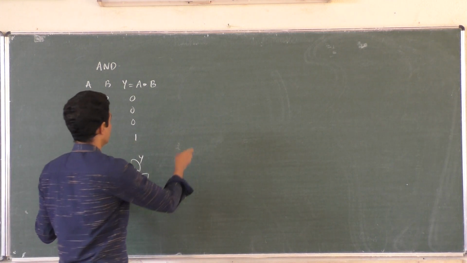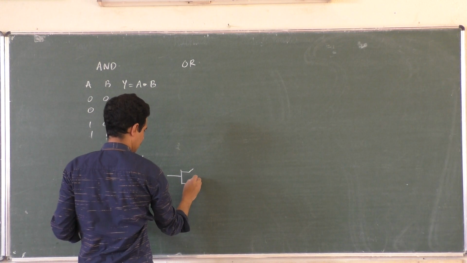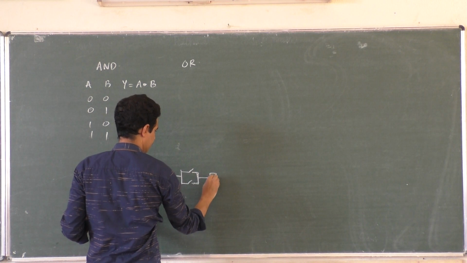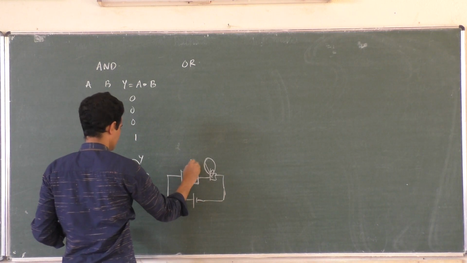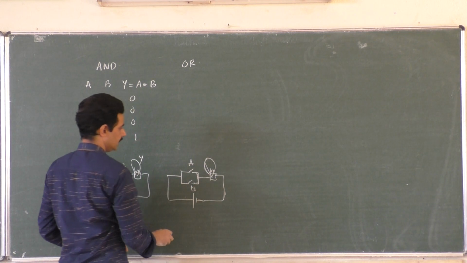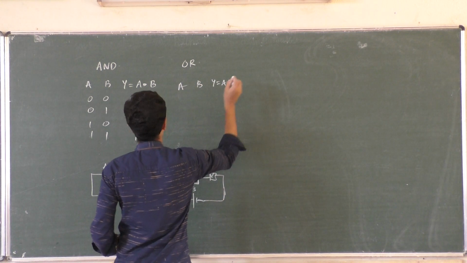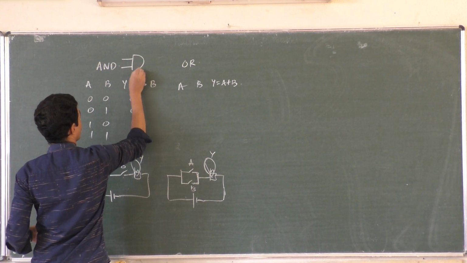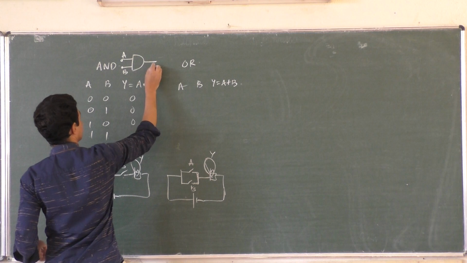What about OR gate? OR gate can be realized like this. You should put the switches like this, and a bulb and a battery. Now A and B switches. If you close A, current flows through like this. If you close B, current flows from here, bulb glows. So A, B, Y, A or B, right? And the symbol, you can write the symbol here, symbol of the gate. So like this, right? Now remember, we will tell at the end why.